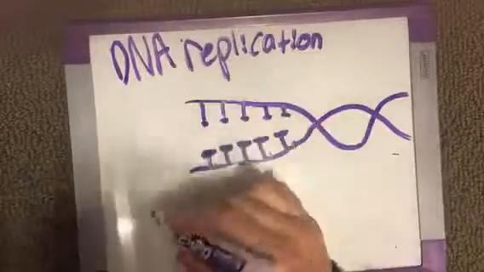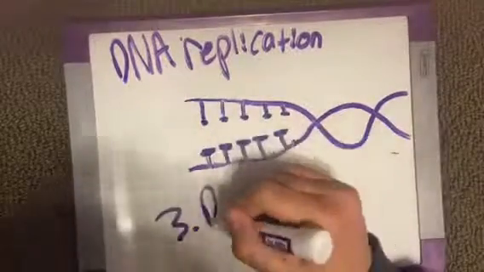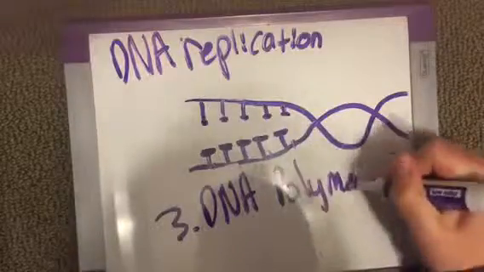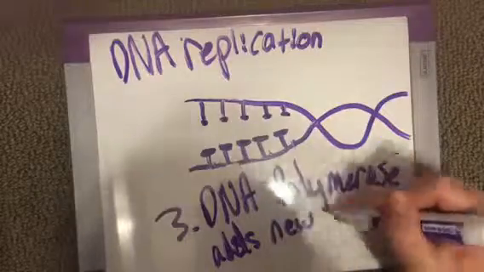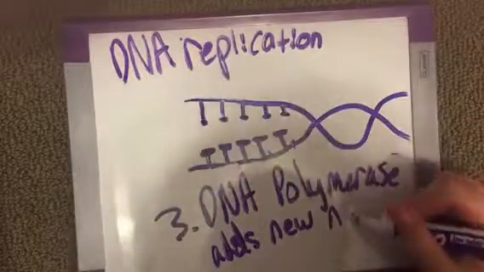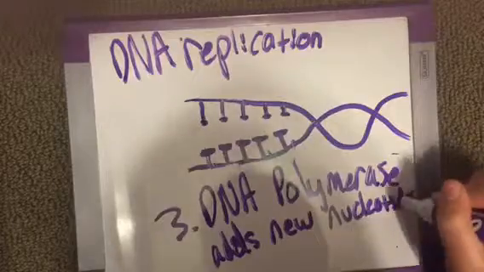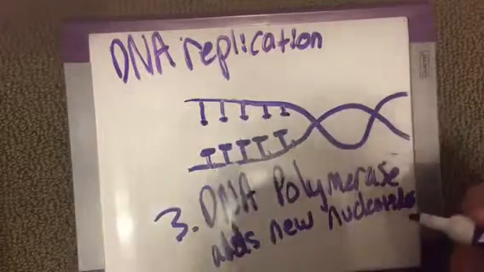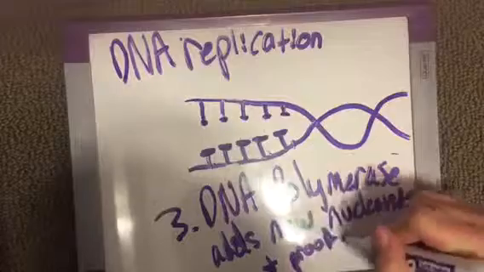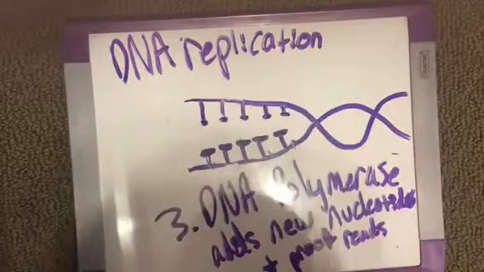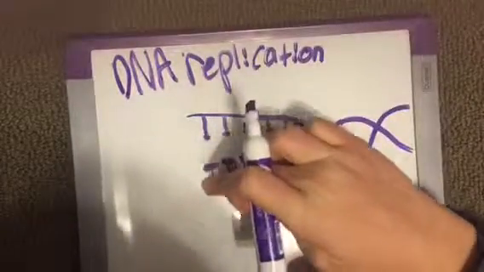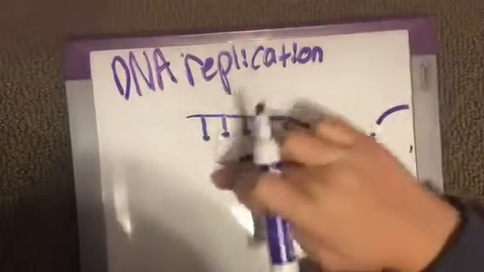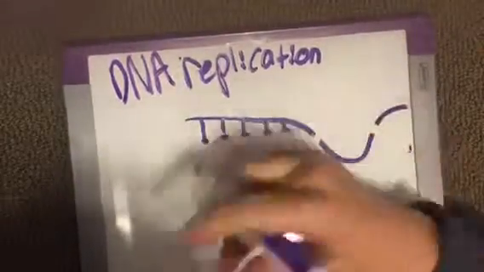Step 3. DNA polymerase adds new nucleotides and makes sure the sequence is correct. It proofreads everything to make sure that the base pairings go together and that the new string is compatible with the old string. The DNA polymerase brings in the new nucleotides, which have to be complementary to the old ones. So A has to go with T, G has to go with C.